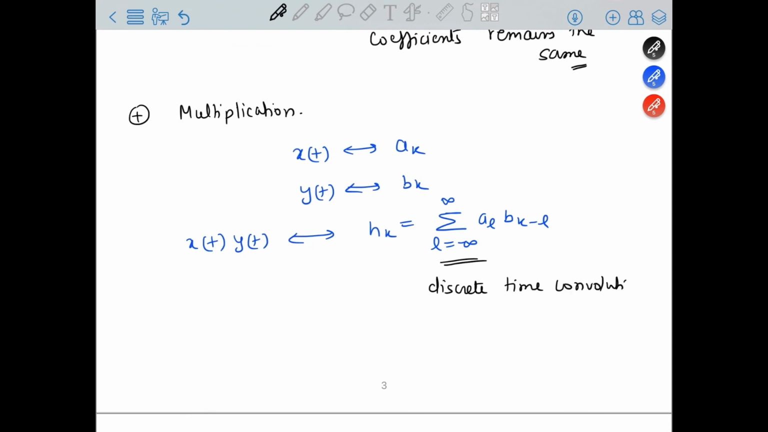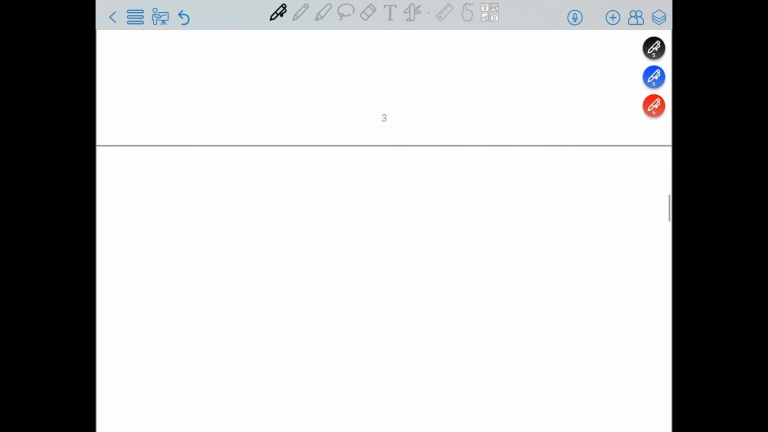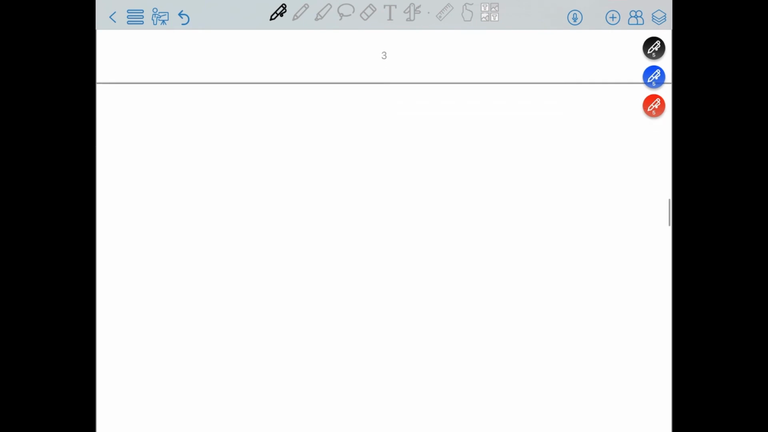So, if you multiply the signal in your time domain, the Fourier series coefficient will have a representation of discrete time convolution. So, this is the property of multiplication. Next, we will discuss conjugation and conjugate symmetry.